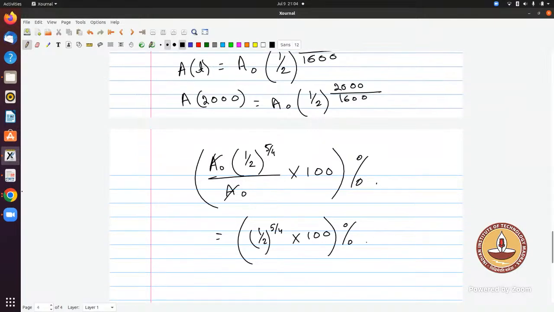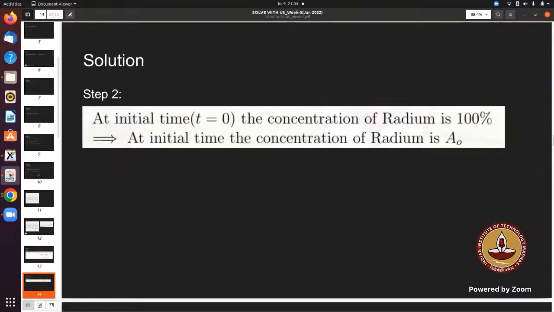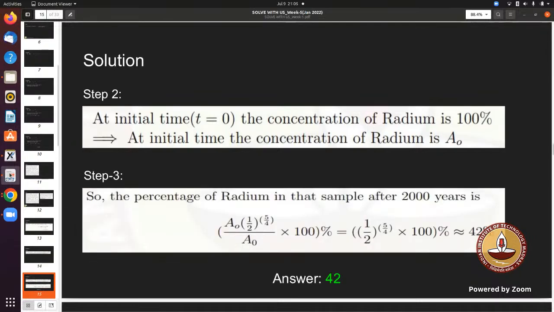I think most of you have done this. Anyone has any doubt in this? It's clear. Okay, great. Sir, can we take A naught as 100? Yes, then also we will get the same thing. A naught is basically the initial concentration. So 100% means there is no other impurity. That is what it is. So this is the approximate percentage, 42, which we will get.